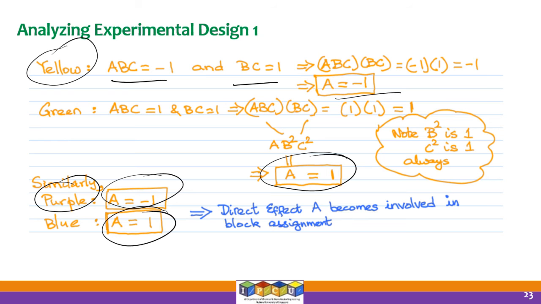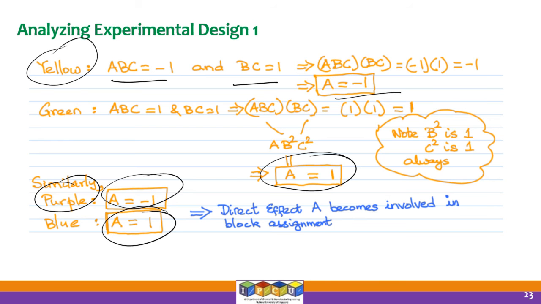This shows that the direct effect A becomes involved in block assignment because it is not spread amongst all the four blocks. A equal to -1 is concentrated on two blocks. A equal to +1 is concentrated in two other blocks. Therefore, it can become a very significant confounding factor when we try to assess the effect of factor A from the experimental data that we collect.